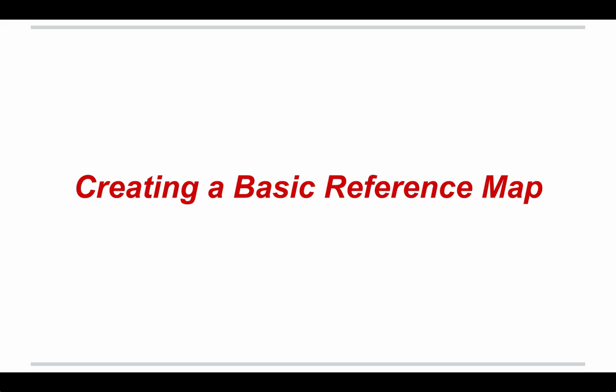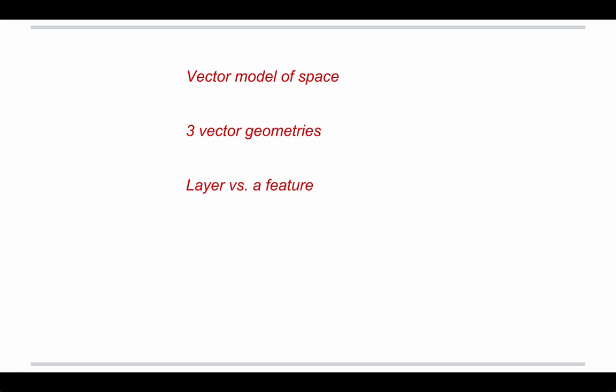So the main concepts we're going to be covering in this lab are as follows. We're going to be looking at a vector model of space and the three vector geometries we covered in the last video, though this time we're going to be implementing them in the actual software. We're also going to talk about a layer versus a feature again and look at feature attributes. And finally, we're going to be discussing a new topic, which is network as opposed to Euclidean distance.